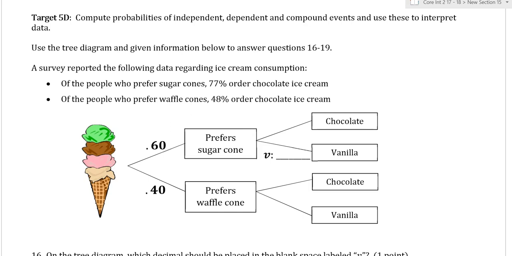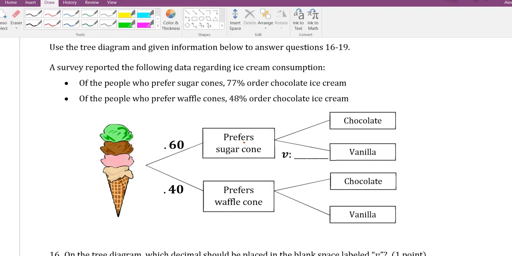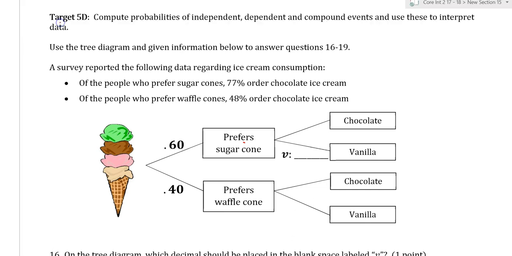Okay, so looking at our first example, we're going to use the tree diagram and given information below to answer the questions. So I started reporting the following data regarding ice cream consumption. Of the people who prefer sugar cones, 77% order chocolate ice cream. So we look at 77% here, right? Prefer sugar cones, so they order chocolate. Remember, 77% as a decimal is 0.77.